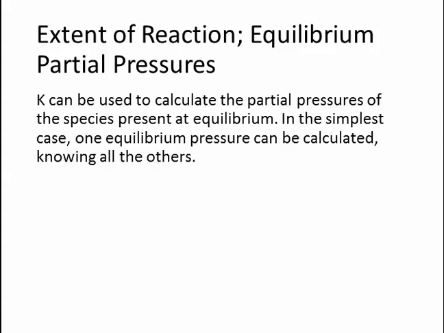So the equilibrium constant K can be used to figure out what partial pressures are of reactants and products at equilibrium. So in the simplest type of problem like this, one equilibrium pressure can be calculated if you know what the equilibrium constant is and you know what the other partial pressures are. So let's look at an example of that.